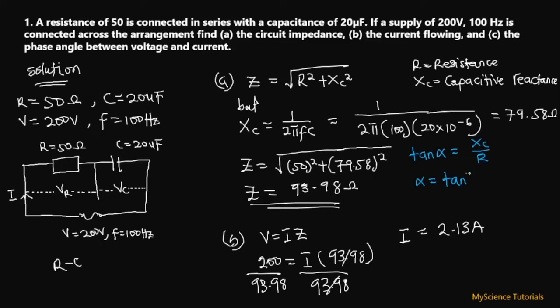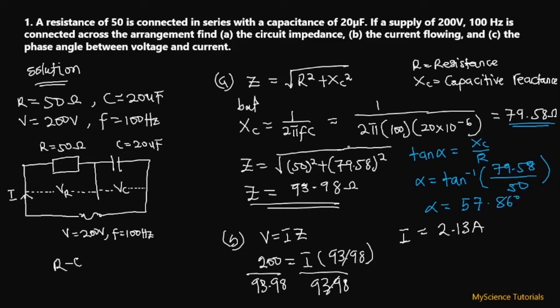So we have the tan inverse of XC, our capacitive reactance, which is 79.58, over our resistance, which is 50 ohms. If we find the tan inverse of that ratio, 79.58 on 50, we get an angle of 57.86 degrees as our answer. So this is how we solve this particular problem.